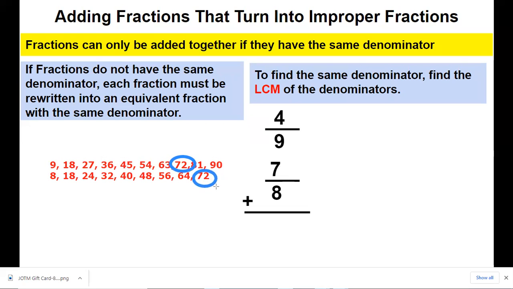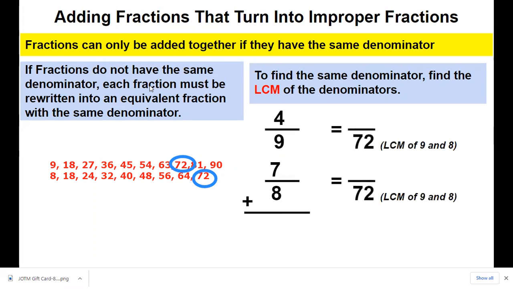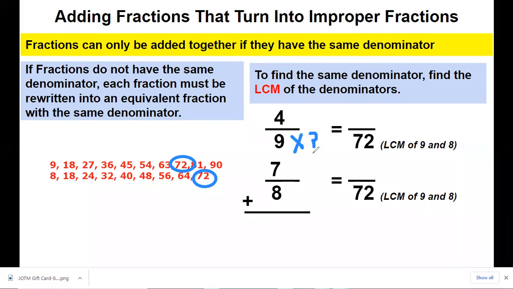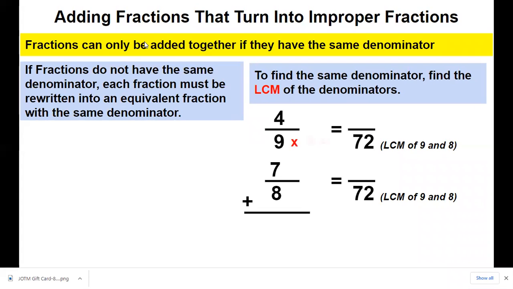the 72 is going to be my least common multiple, and it's going to be the bottom number for my denominators. So let's put 72 in there. And now we ask the question again, 9 times what gives me 72? Whatever that answer is, I have to times the top number by it. So let's let the slideshow do its thing. 9 times 8 gives me 72, so I times the top number by 8. 4 times 8 is 32.